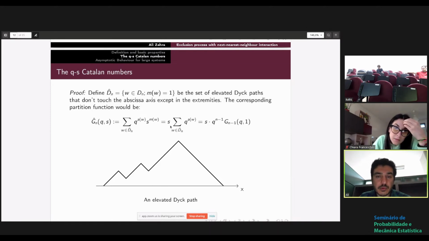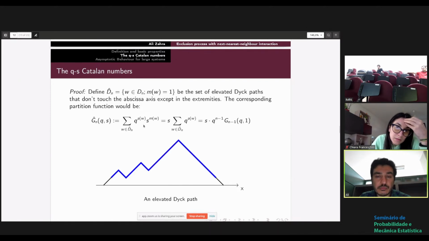Then this elevated generated function, you can relate Gn to Gn minus 1. Okay. And how do you do that?